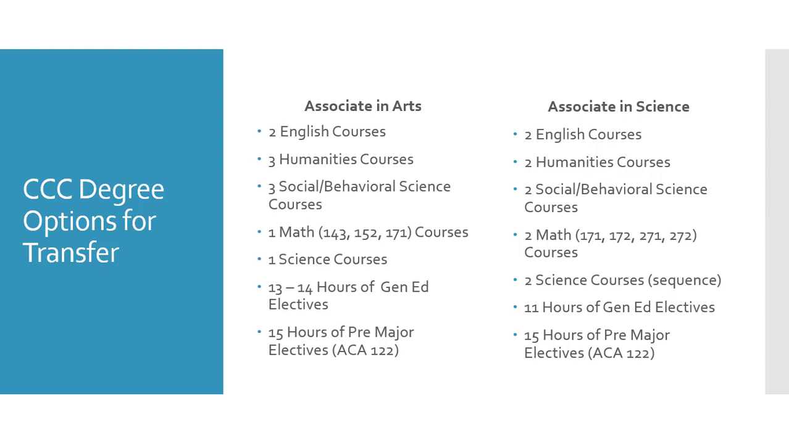You can see there you're taking 2 math courses. The lowest math you're allowed to start with is pre-calculus algebra, which is Math 171. And then you have to take 2 science courses in a sequence. So what that means is if you take, for example, Chem 151, you would then take the sequence, which is Chem 152. Whereas on the flip side, if math and science is not your strong suit, you can see there's 1 math required for Associate in Arts, beginning with Math 143. So Math 143, Math 152, or Math 171 is your choice. And then 1 science course. There are a little more elective hours for Associate in Arts than there are for Associate in Science, but otherwise it's pretty much the same.